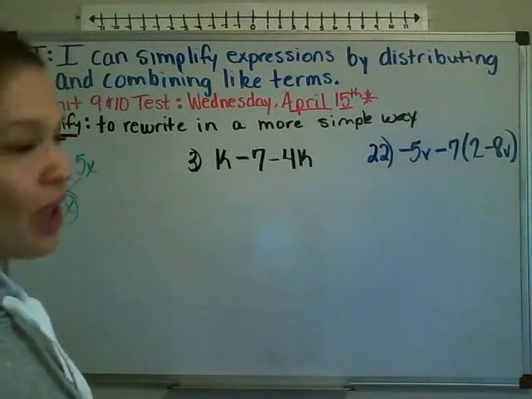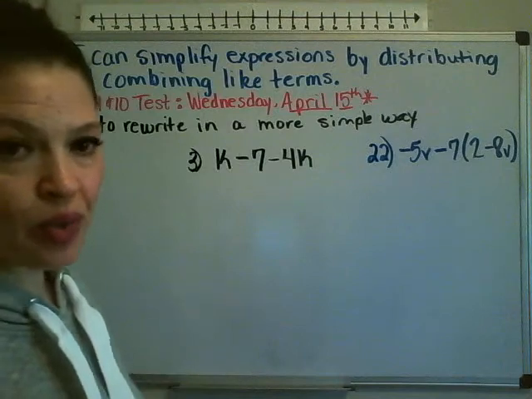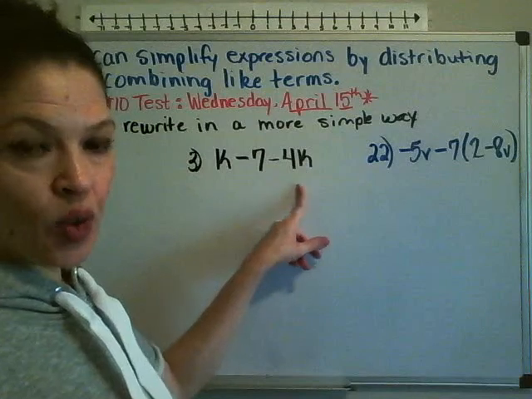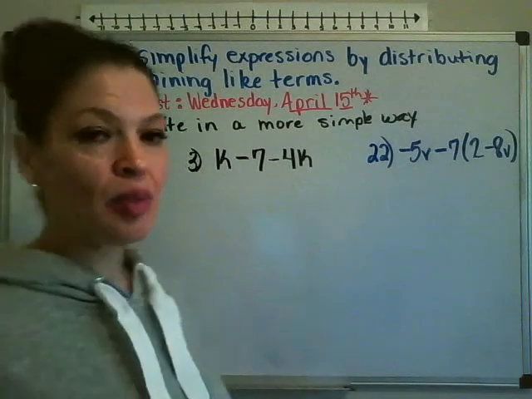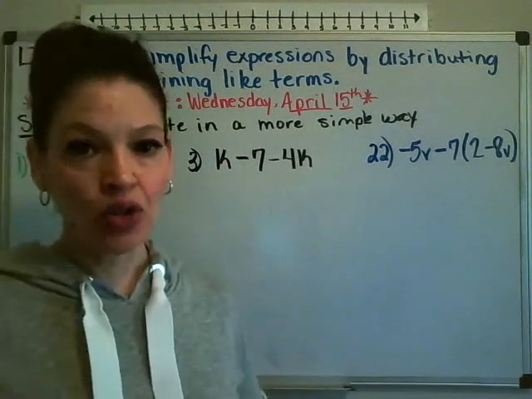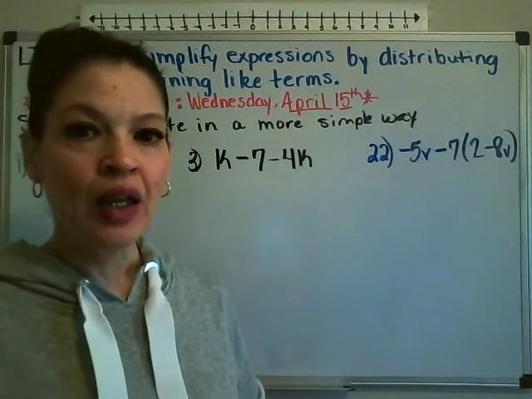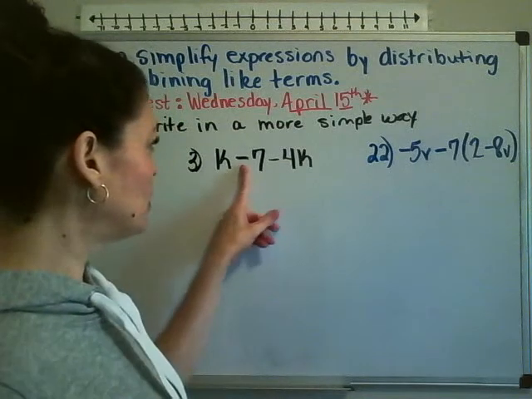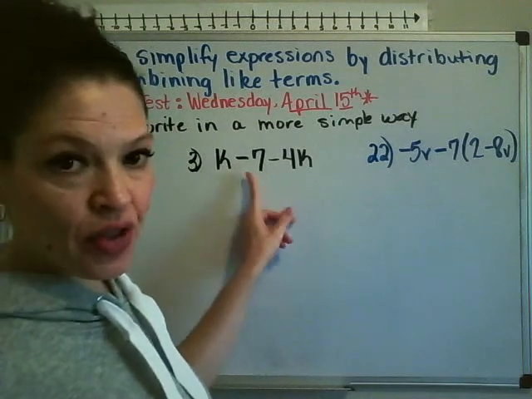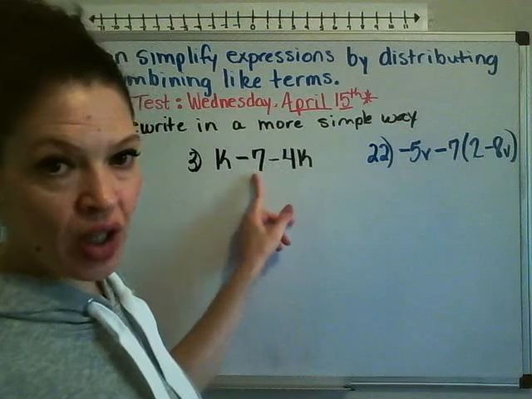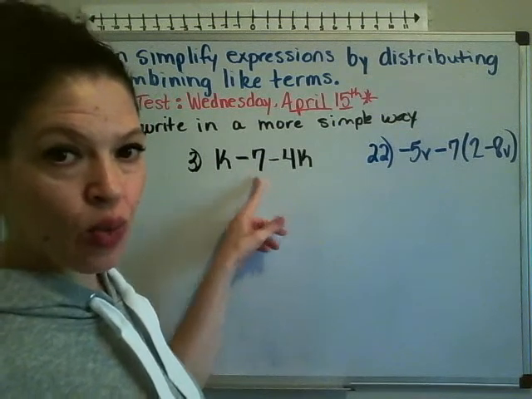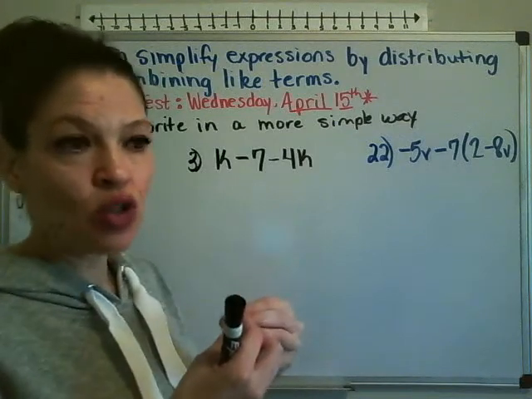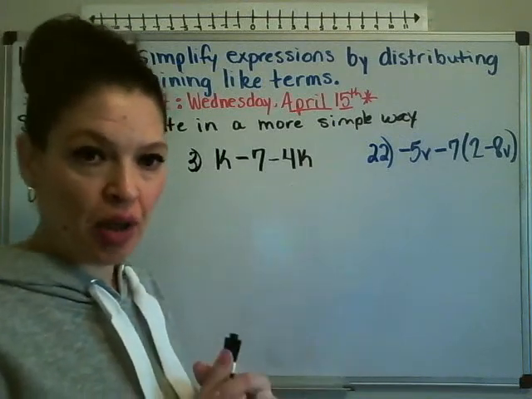So number three. Number three reads k minus 7 minus 4k. Something to remember here, and it's something that you are expected to know and to recall, is that the signage in front of a number belongs to that number, okay? So when we're making these groups, when we are combining the groups, we need to make sure that we grab the sign that's in front of that number as well.